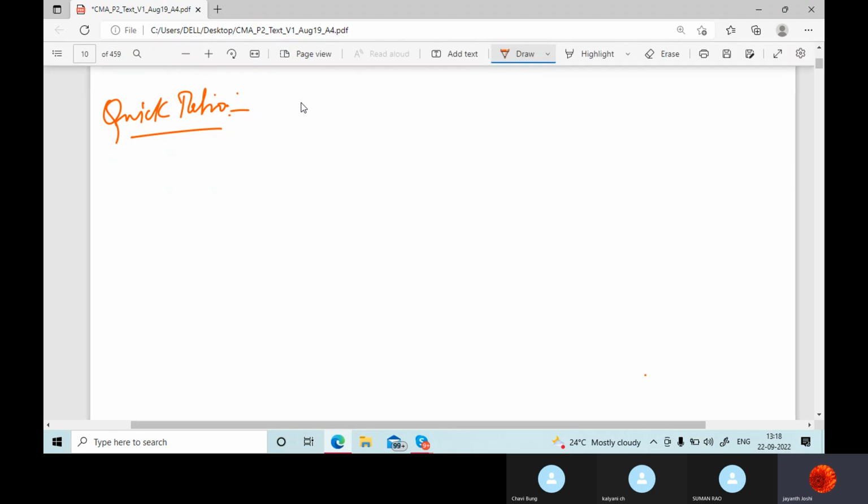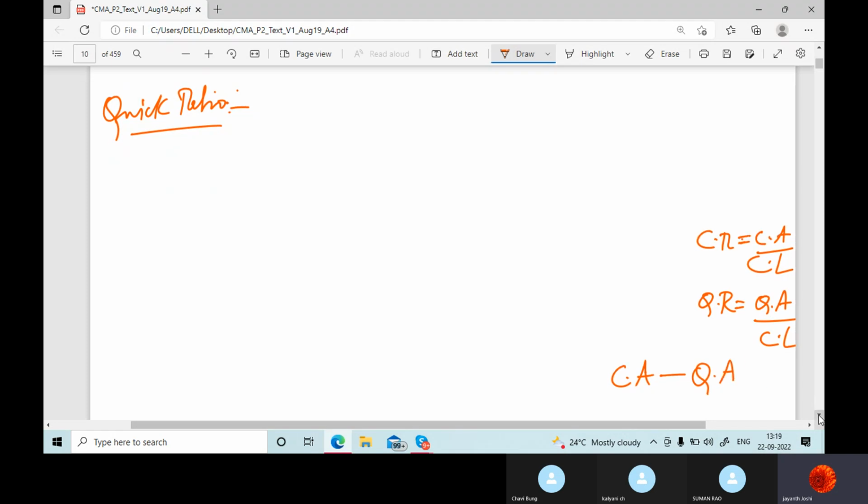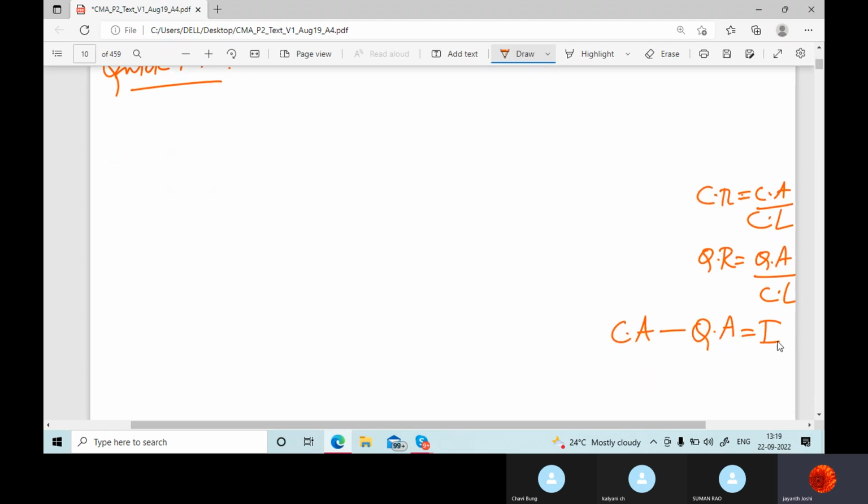The difference comes with quick assets coming into the picture. See, current ratio is current assets by current liabilities. Quick ratio is quick assets upon current liabilities. The only difference between current assets and quick assets, so I'm writing here, I'm just subtracting them, is nothing but the inventory and prepaid expenses. Okay, the only difference between the current assets and quick assets is inventory and prepaid expenses.